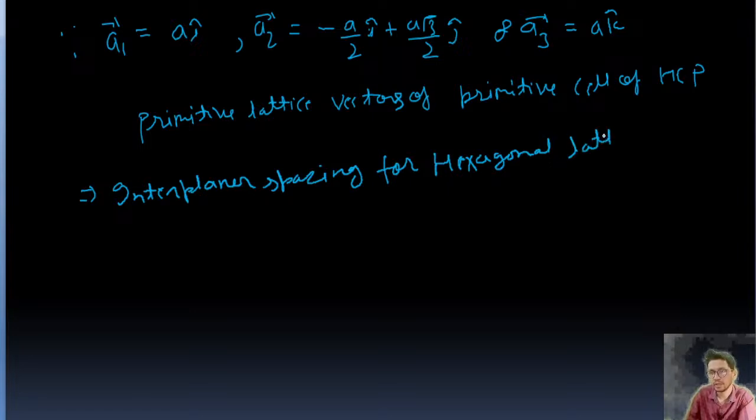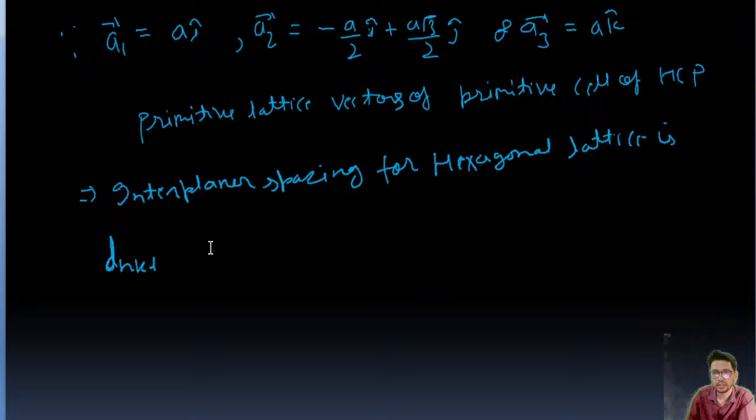That formula I already explained in my condensed matter physics class, which is going on at the moment. Seven lectures have been completed so far, and the 8th lecture is going to be taken after this class. So this is d_hkl, the interplanar spacing for the hexagonal lattice.